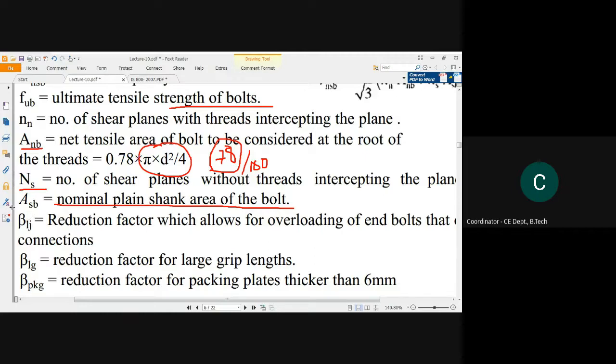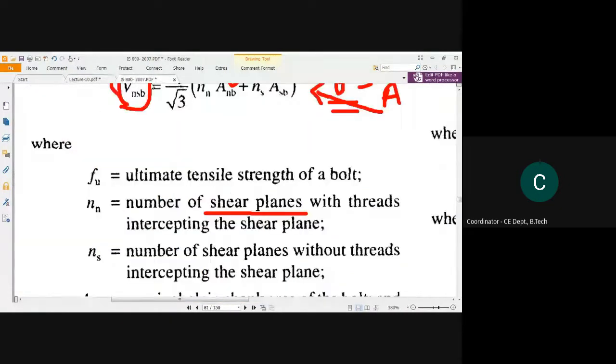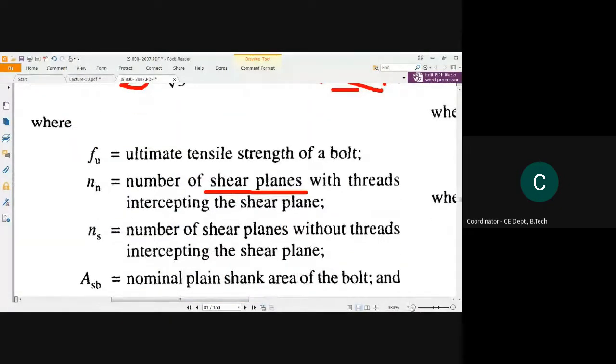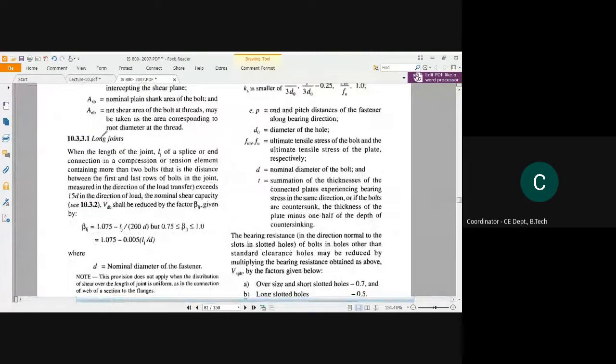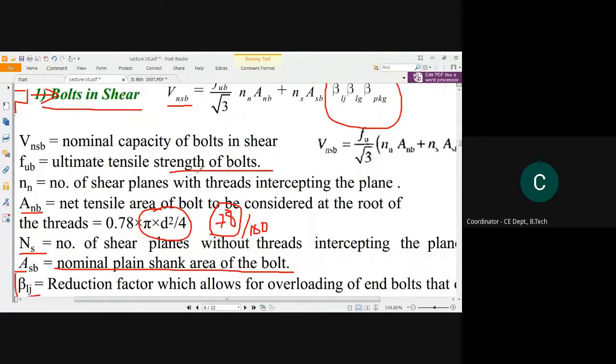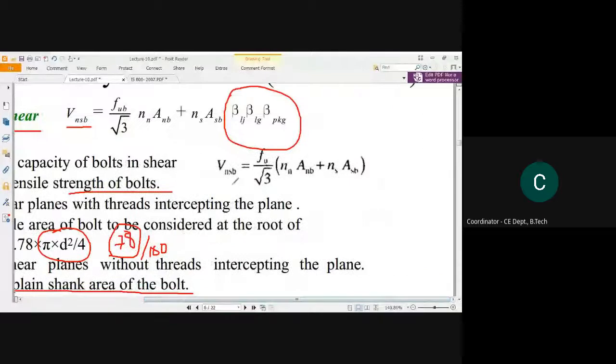I will come to these factors later on. So this is for the reduction factor. See, in this code, this is given. This is for the long joint category. So when I discuss the long joint problem, I will go through these descriptions. For now, I am not going through this. So this is our actual part of understanding.